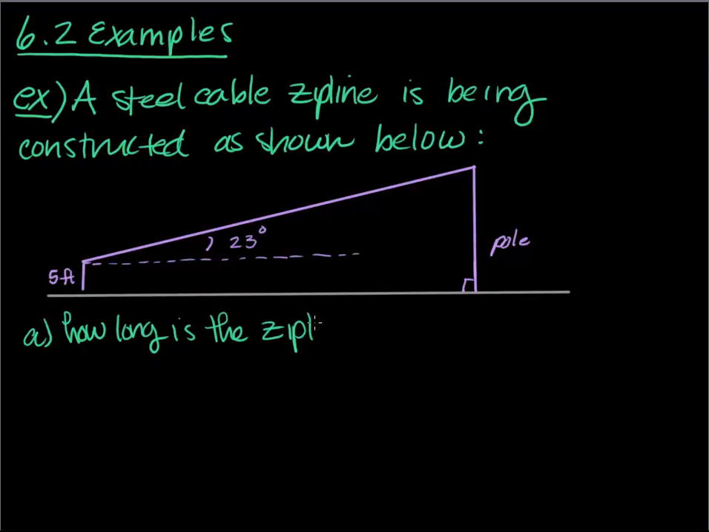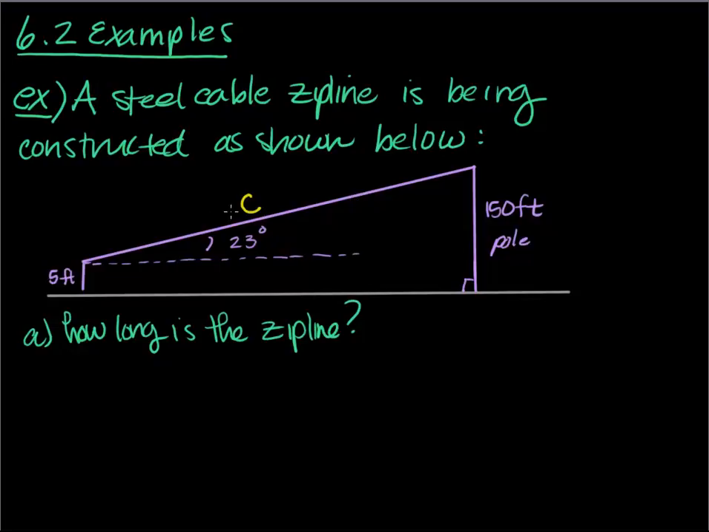Oh, I need to tell you one other thing. I bet you're asking this as well. I know how tall the pole is. The pole is 150 feet. We kind of need that. Okay, so the pole is 150 feet. We want to know how long is the zip line. So our unknown here is going to be the length of this zip line right here. We could just call it C if we wanted to.